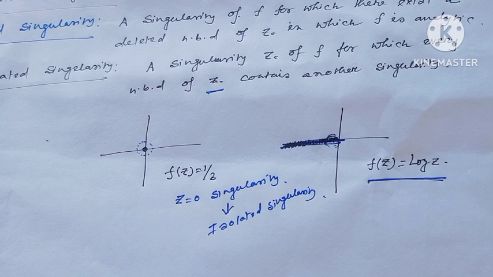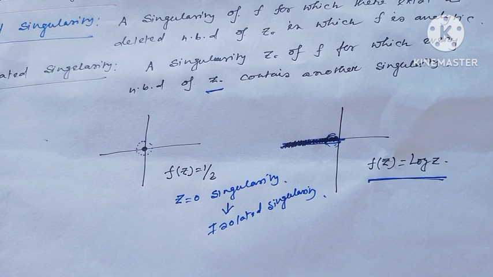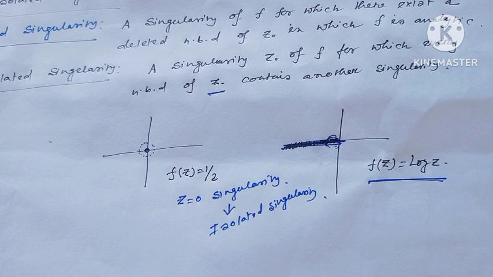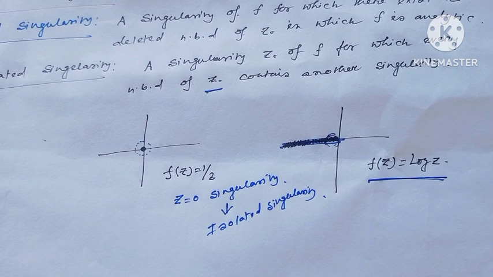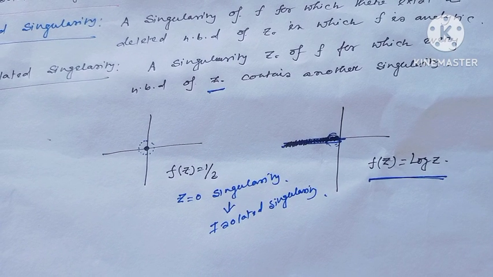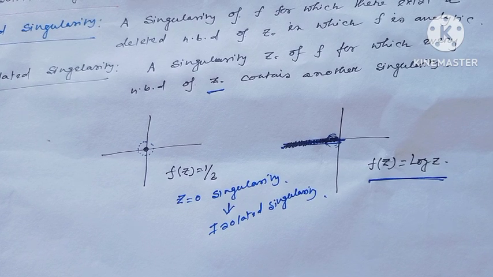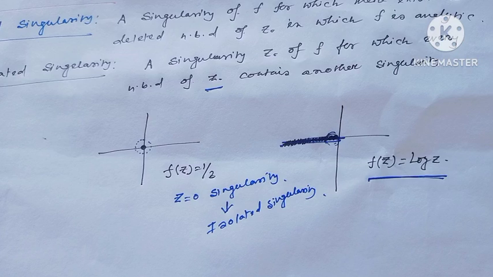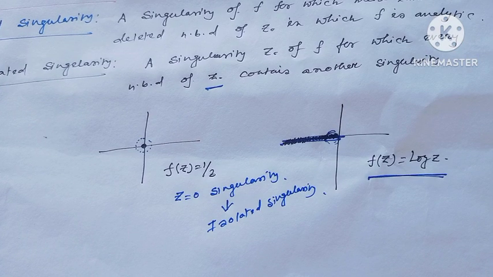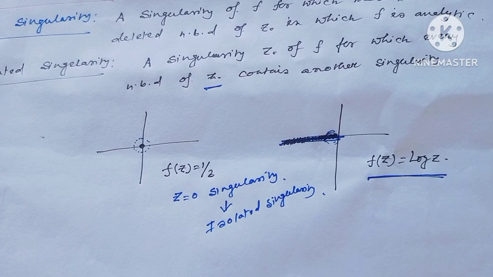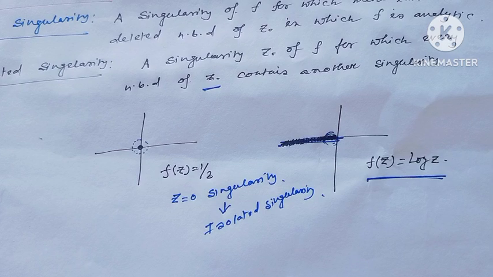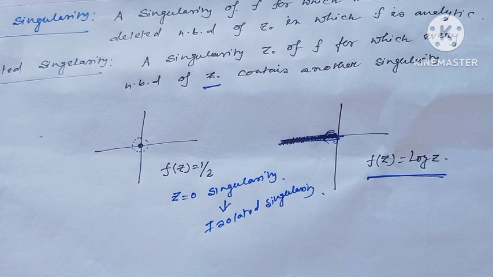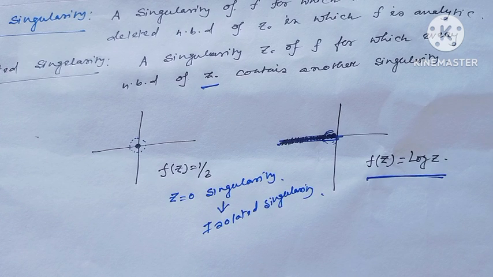And when a function has a singularity, then we cannot define the Taylor series. Then the Laurent series is applicable. I hope all my viewers have understood when the Laurent series is applicable. When a function may not be analytic at some point, then the Laurent series is applicable.